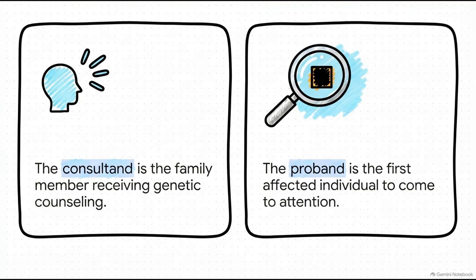To really ground this, let's talk about the actual people involved when one of these is drawn up. There are two key terms here. The consultant, that's the person sitting in the office right now, receiving the genetic counseling and giving the family history. They're usually pointed out with an arrow on the chart. But then there's the proband, marked with a P and an arrow. That is the very first affected individual in the family to actually catch a geneticist's attention. And they're often not the same person. Like you might be the consultant in the office today, but the proband, that could be your great-grandfather who originally had the genetic trait being studied.